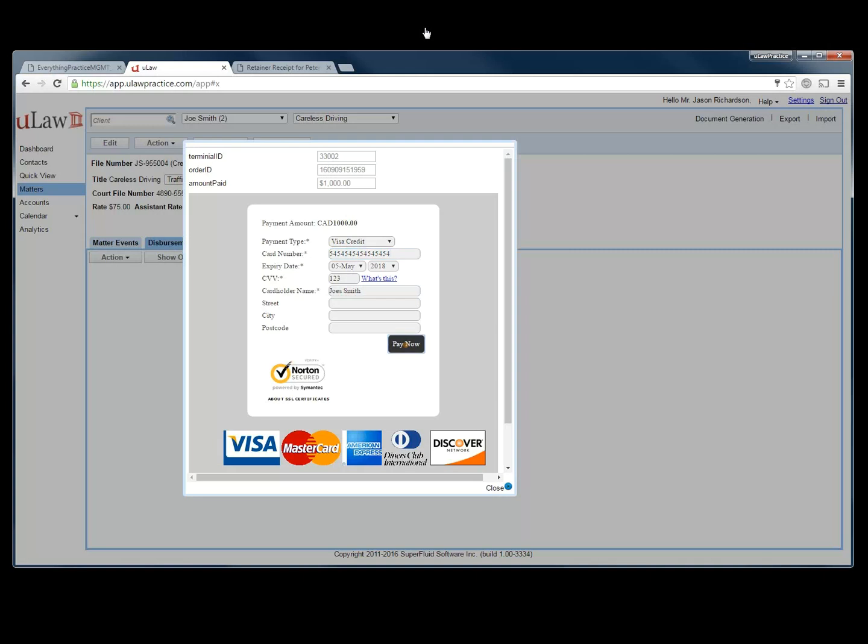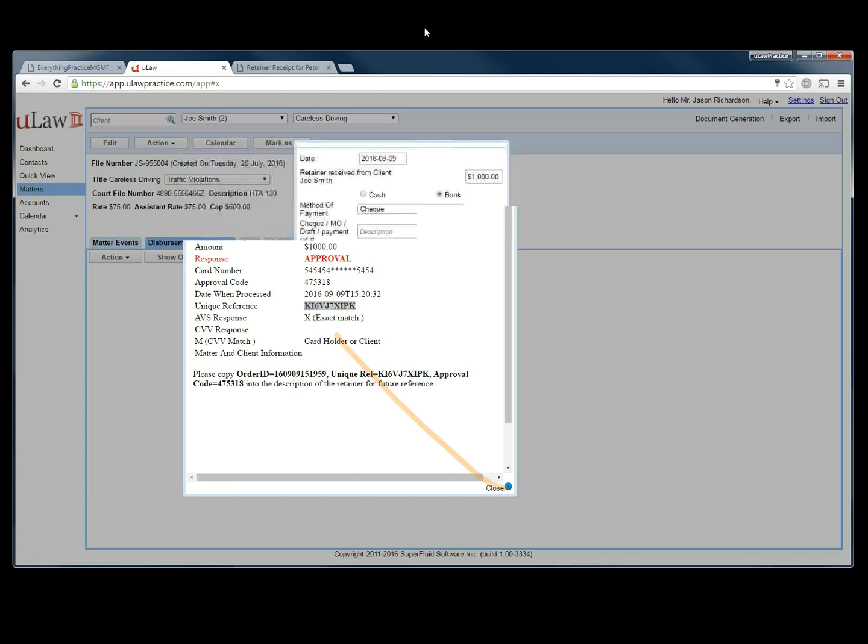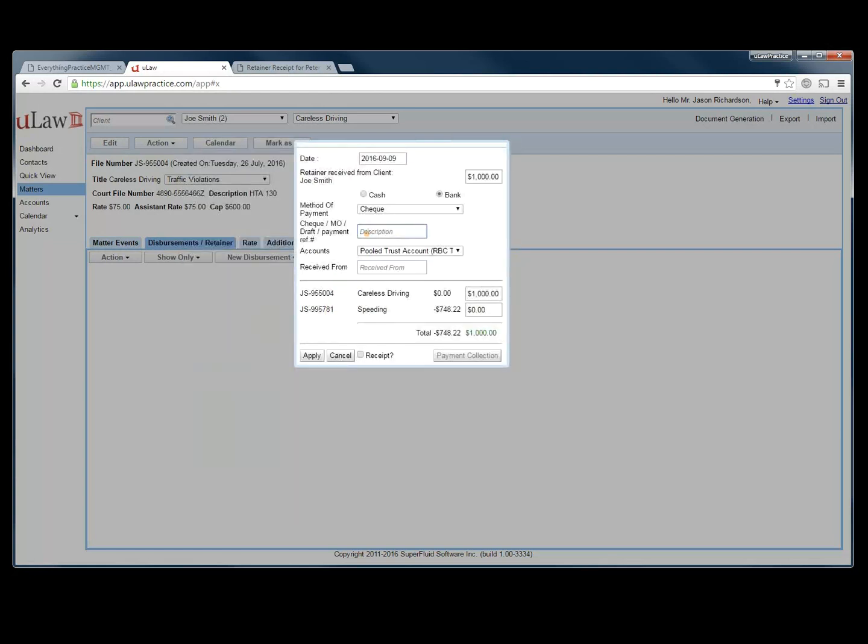Now, when you collect funds, there's always some code, a unique reference that's given to you as part of this transaction. You want to collect that and establish it right into your retainer process. So you can say here, hey, it was collected using credit card, right? And that's the reference number.